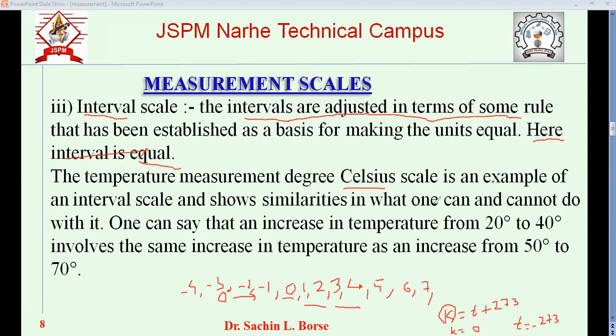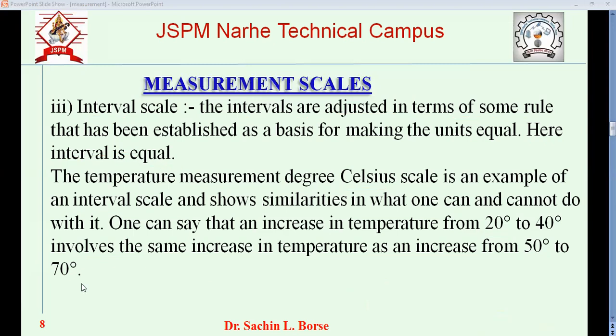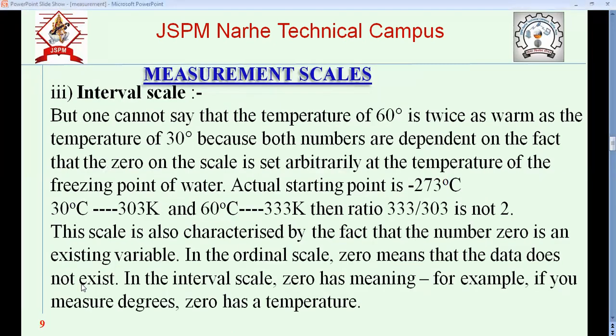Now suppose we increase the temperature from 20 degrees to 40 degrees. So how much are we increasing? 40 minus 20, 20 degrees. Now we increase from 50 degrees to 70 degrees. Here, the change in temperature when it goes from 20 to 40 is 20 degrees, and from 50 to 70 it is the same. The change in temperature is the same. Now we go to the scaling. When we go for the scaling, the problem comes.